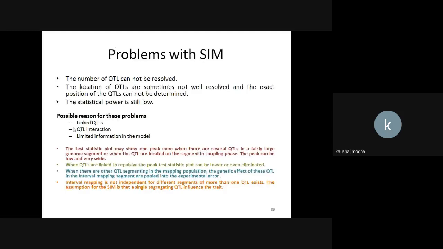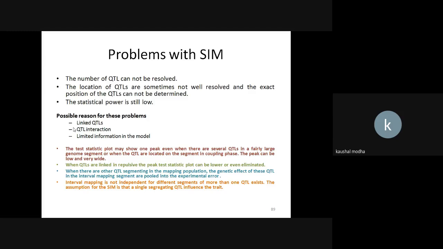There are also limitations with simple interval mapping. The number of QTLs cannot be resolved because sometimes 4 to 5 QTLs may be linked together. And if you utilize flanking markers for these 4 to 5 linked QTLs, QTL analysis will tell you that there is a single QTL present within, but actually there are 4 to 5 QTLs present. So in case of linked QTLs, simple interval mapping cannot give you a better result, because it will tell you that a single QTL is present between these two flanking markers. Actually there are 4 to 5. So we cannot estimate the number of loci governing a quantitative trait properly, precisely.